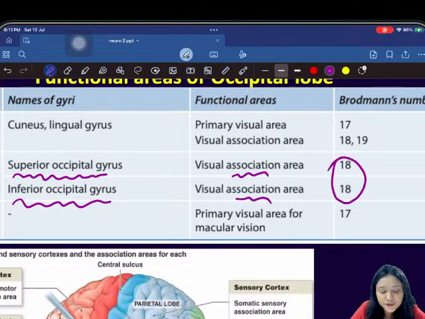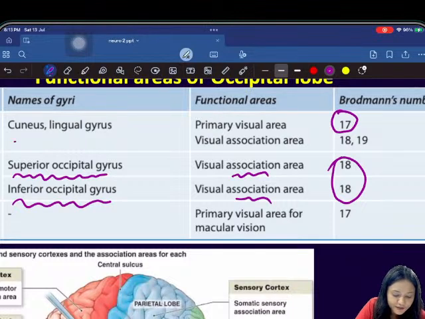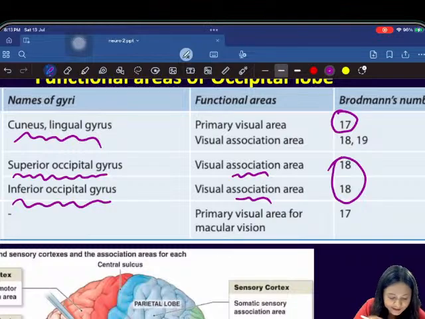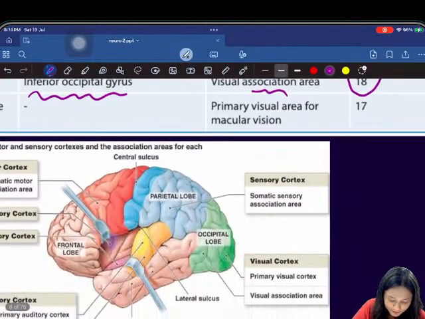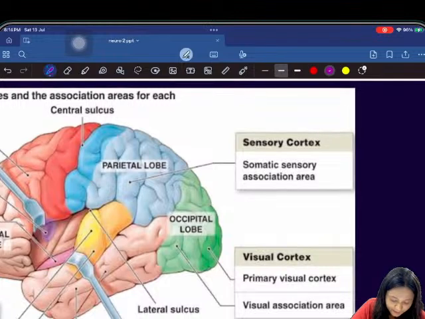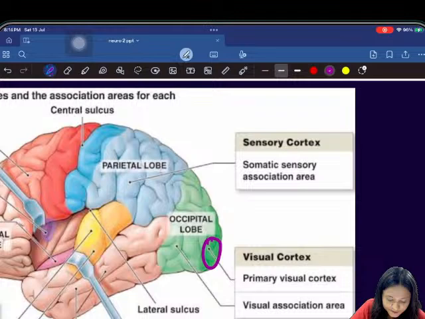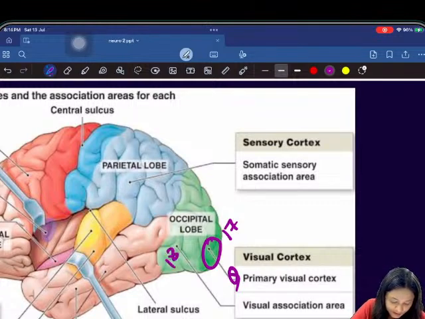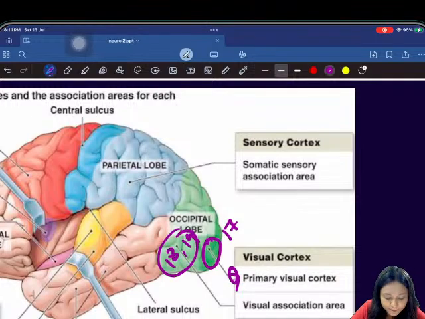If there is association, there will be a primary visual area, and the primary visual area, as you can see, is area number 17. It is in the cuneus and the lingual gyrus, and the visual association area is in area number 18 and 19. So you can see here, this part, the cuneus and the lingual gyrus, area number 17 is for the primary visual cortex, and if it is association, then it is area number 18 and 19. Okay, this is about the visual part.